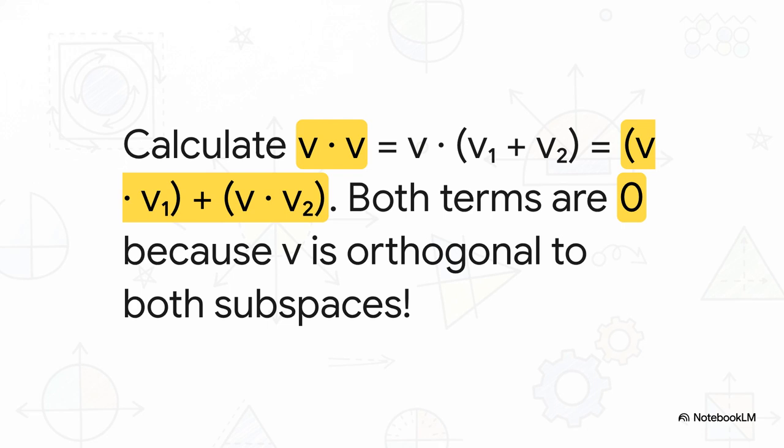Let's take the dot product of v with itself. First, we'll substitute v with its two parts, v1 plus v2. If we distribute that out, we get v dot v1 plus v dot v2. Now let's think about that first term. We picked v from the orthogonal complement of the image, which means v is perpendicular to every single vector in the image, including its own component v1. So their dot product has to be zero. The exact same logic applies to the second term. v is also perpendicular to everything in the kernel, including v2, so that dot product is also zero. And what are we left with? 0 plus 0, which is just 0.